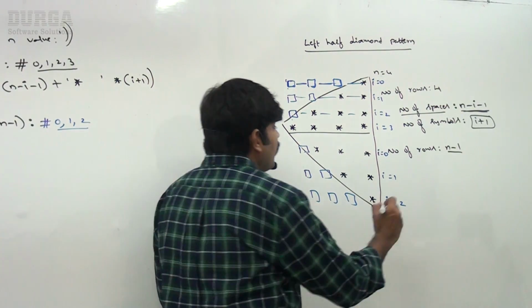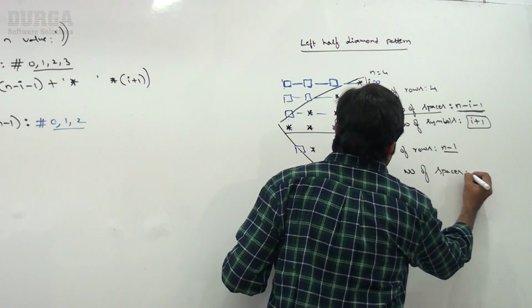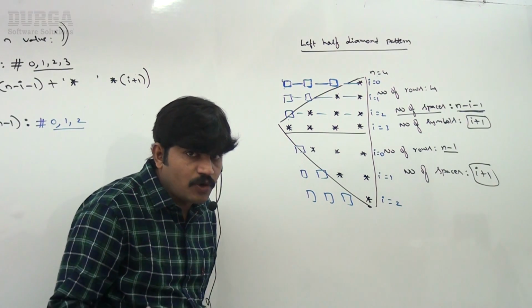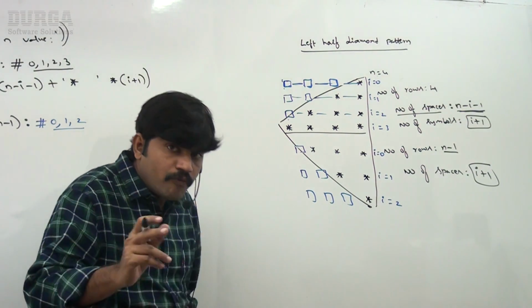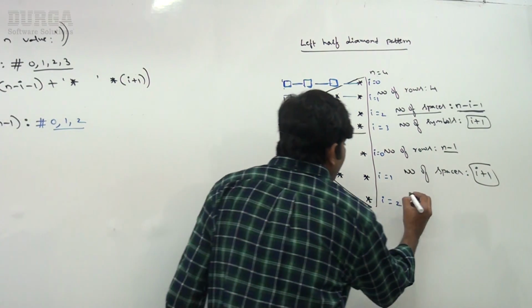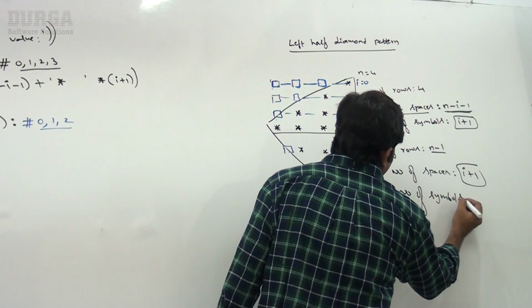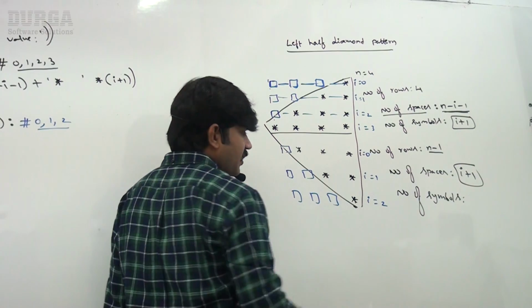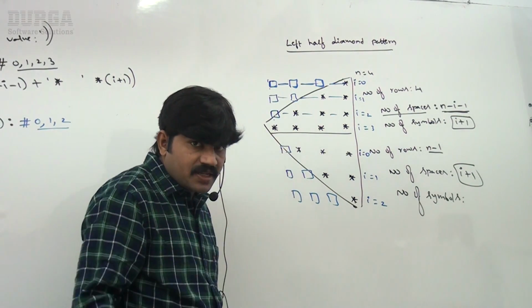So the number of spaces is i plus 1. In the second half, the number of spaces is i plus 1, followed by, sir, how many symbols are there? That means stars. How many symbols are there, sir? In the first row, 3 symbols are there. Second row, 2 symbols. Third row, only 1 symbol.